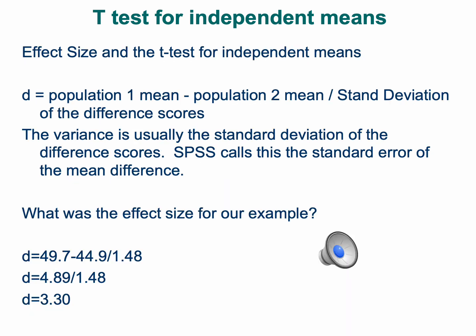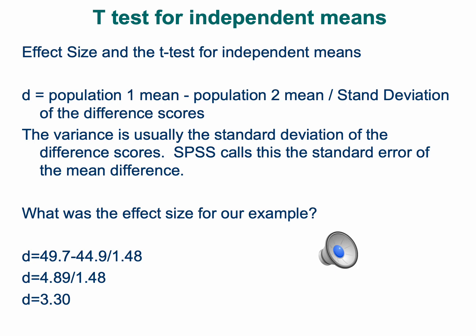Now we're going to calculate the effect size for our example, for our t-test for independent means. Remember, effect size is a way of calibrating how far apart the means are. Even if you have a lot of significant results, sometimes they're not very big. Even though they beat chance, they're not necessarily very large differences. And this is a way of calibrating how large a difference you found between the two means.